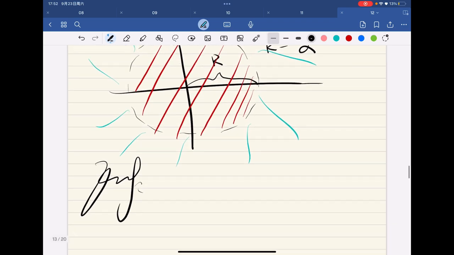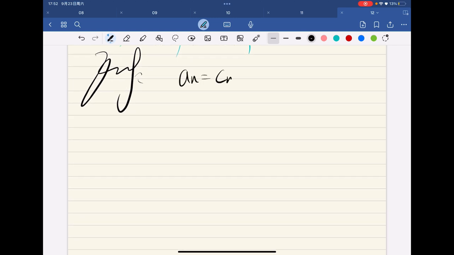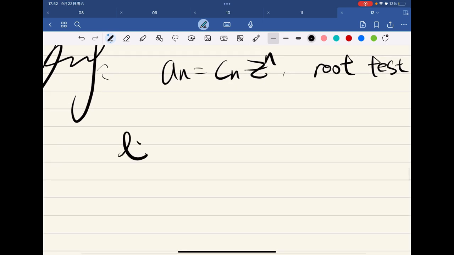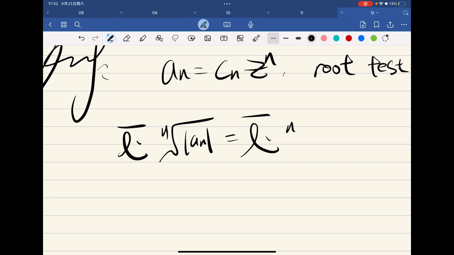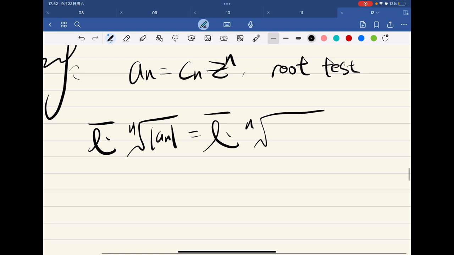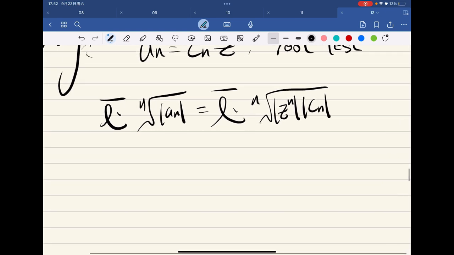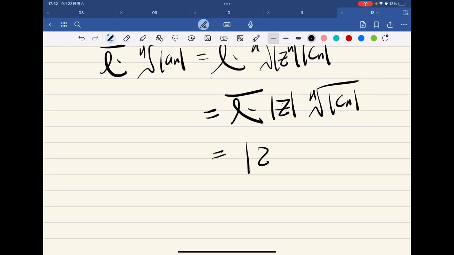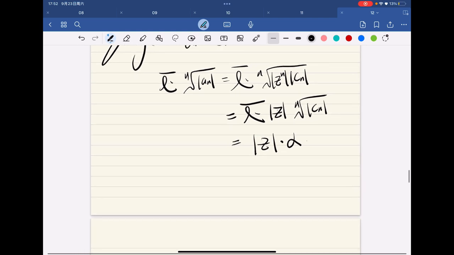So we let a_n equal c_n z^n, and we do the root test, right? We know that the limsup of the n-th root of |c_n z^n| is equal to |z| times the limsup of the n-th root of |c_n|, which is equal to |z| times alpha, right?